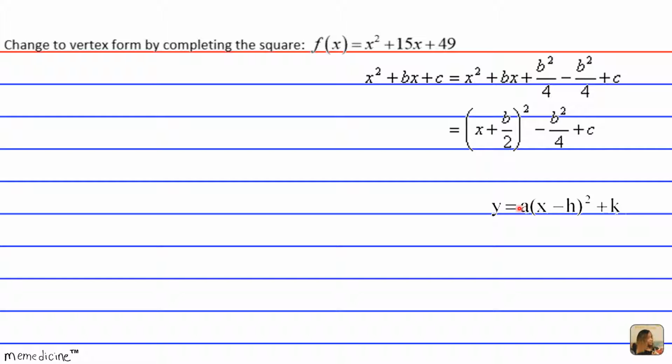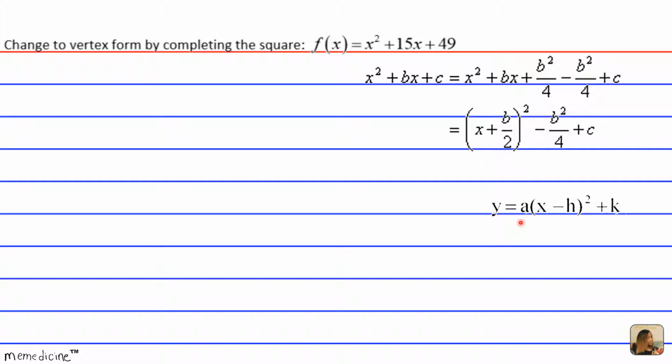Vertex form says that y, or f of x, is equivalent to a times x minus h squared plus k. Here, our k is b squared over 4 plus c because k is a constant. Our h term here is going to be negative b over 2 because x plus b over 2 is the same thing as saying x minus a negative b over 2. And then our a term here, which is 1, doesn't have to necessarily be indicated.